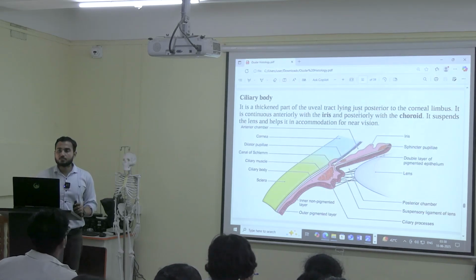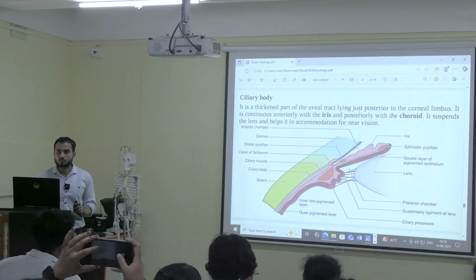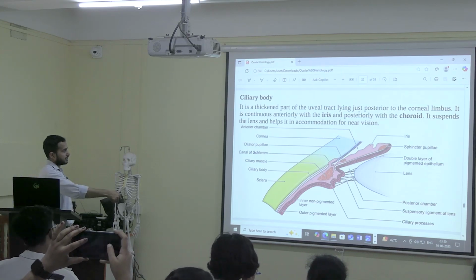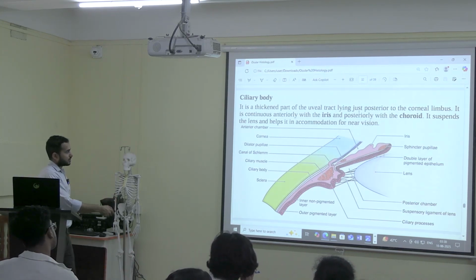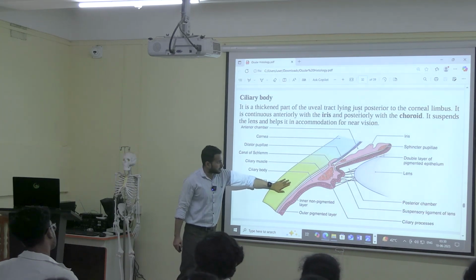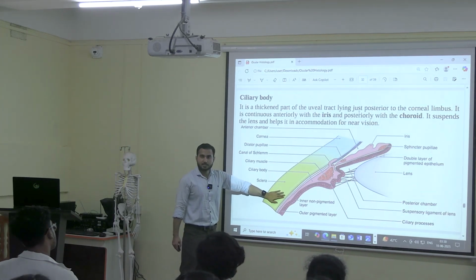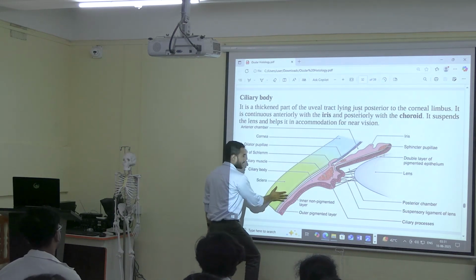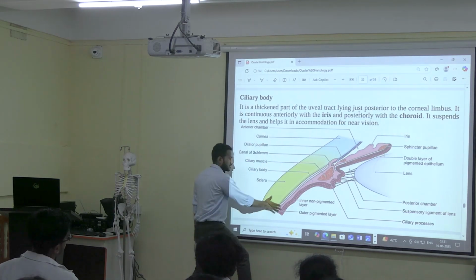Okay, so here can you see the ciliary body? Look, this is the ciliary body. See, first we have discussed this layer. Which layer is this? This is the fibrous layer, the whole layer. So this is the sclera, this is the cornea. All of this has been discussed.